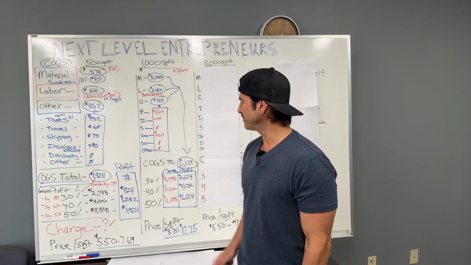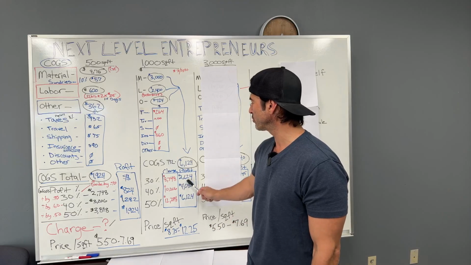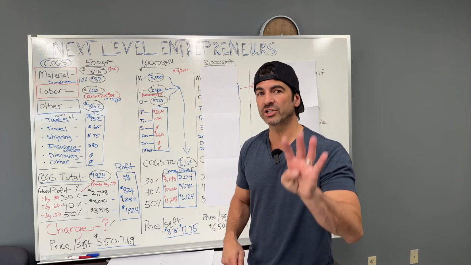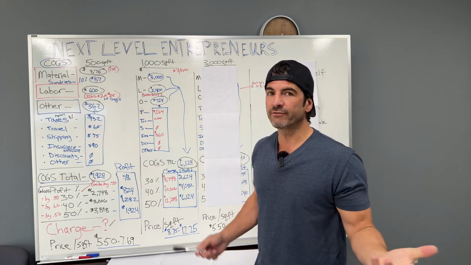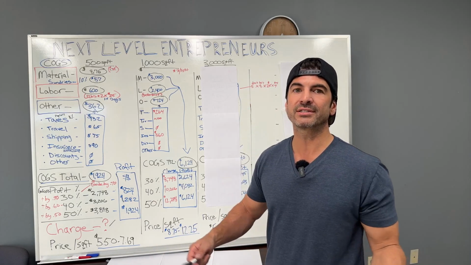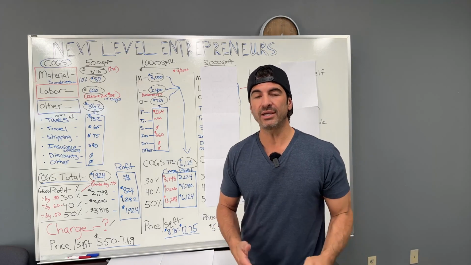30%, 40%, 50%. If you want to make 30%, you charge $8,748. You would profit $2,624, 4 days worth of work. So if you divide 2,600 by 4, you're looking somewhere around $600-700 a day profit. Are you happy with that? Is that where you want to be?